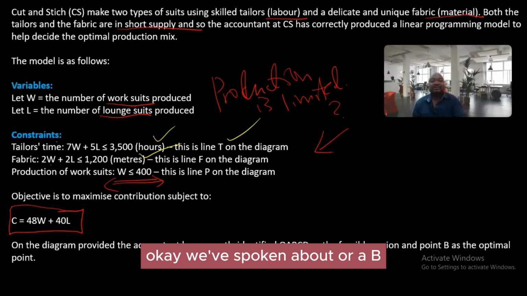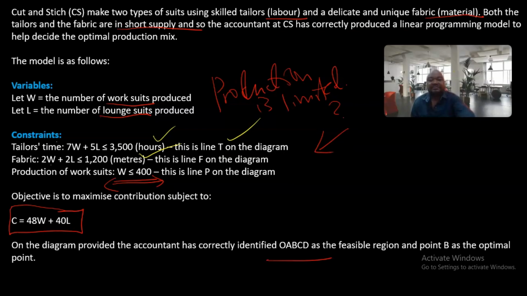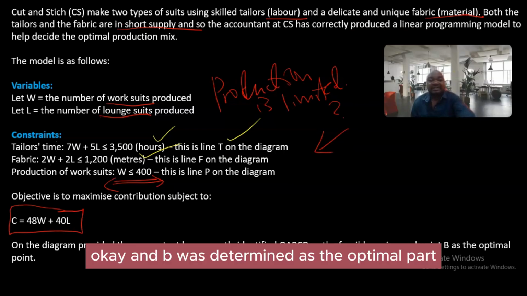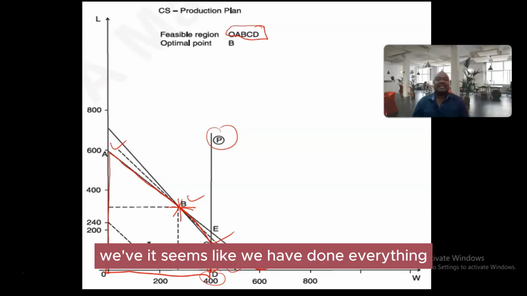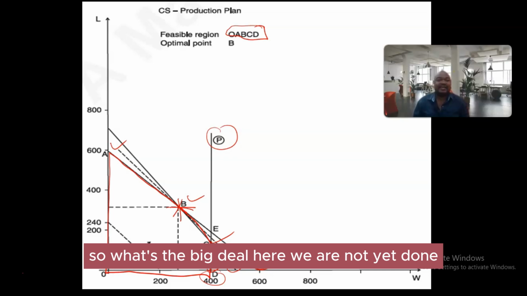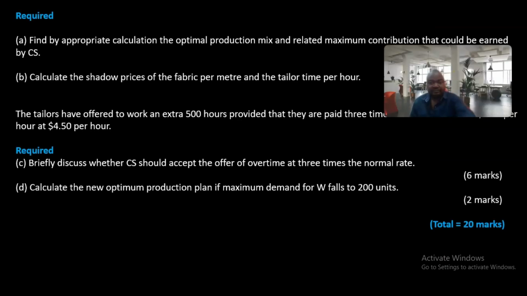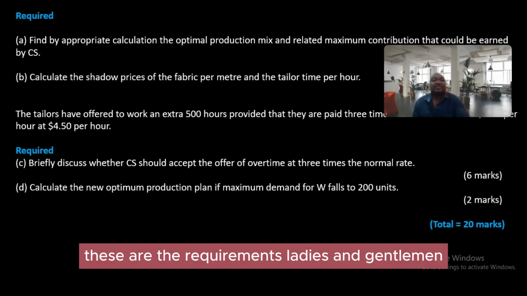Okay, we've spoken about A, B, C, D, that is the feasible region. Okay, and B was determined as the optimal point. So what's the big deal? It seems like we have done everything. So what's the big deal here? We are not yet done. Required. These are the requirements, ladies and gentlemen.